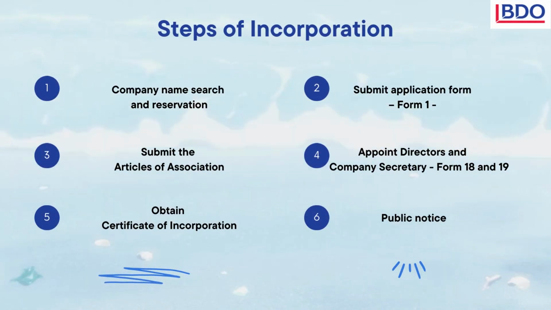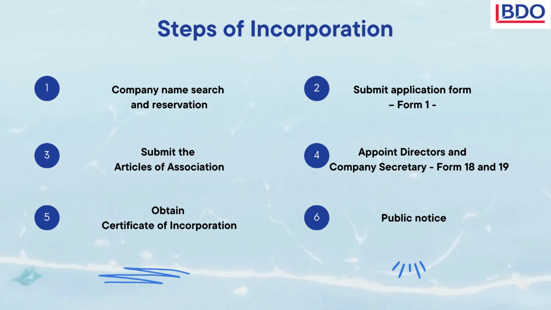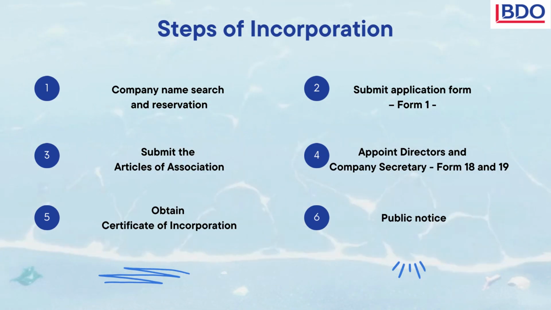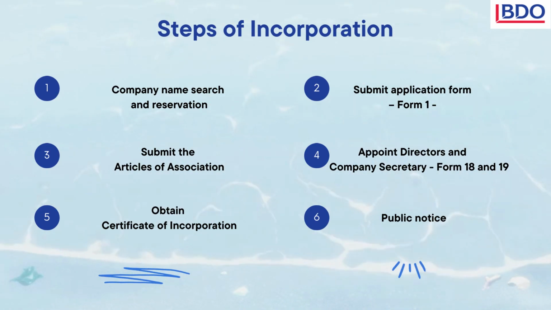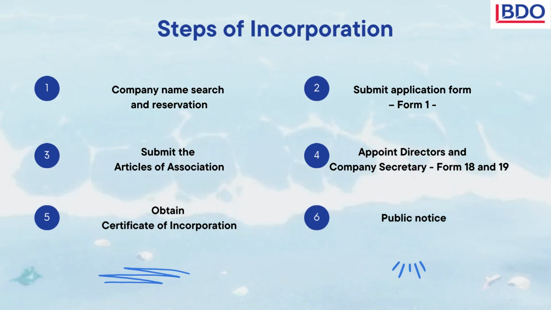A quick overview of the key steps involved in the process. Company name search and reservation. Submit application form number 1. Submit the articles of association. Appoint directors and company secretary through form 18 and 19. Obtain a certificate of incorporation. Public notice. Now let's take a closer look at each of them.